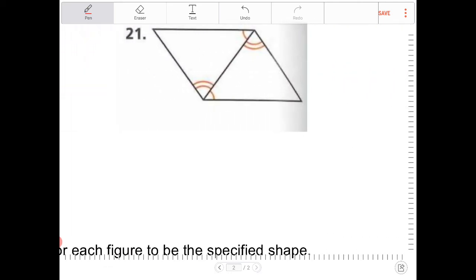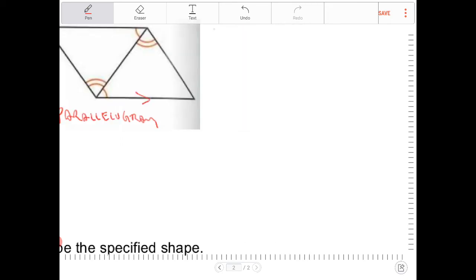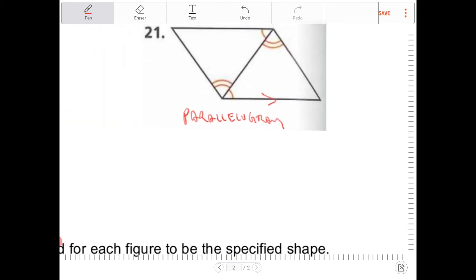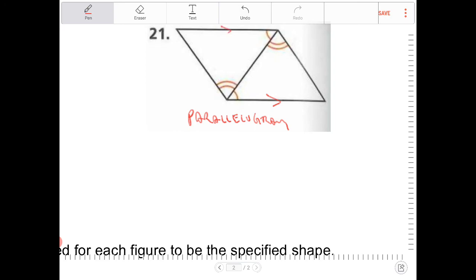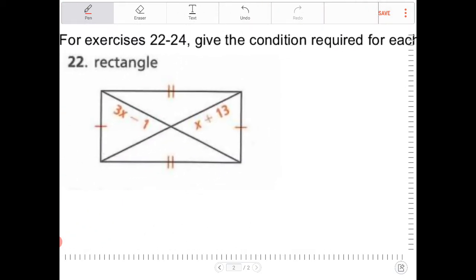Okay, next, this is a parallelogram. And why is it a parallelogram? Well, that's because this side is parallel to this side because of the converse of alternate interior angles, right? I'm given alternate interior angles, so those two sides are going to be parallel. And these two sides are going to be parallel because of, again, alternate interior angles.